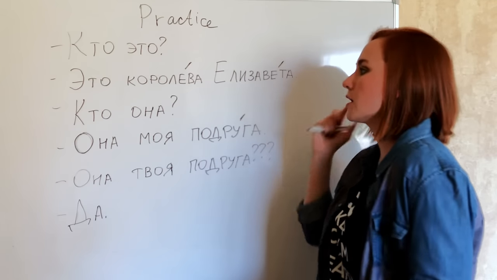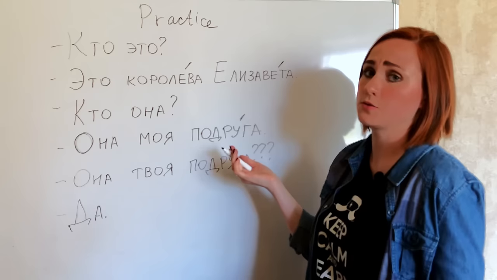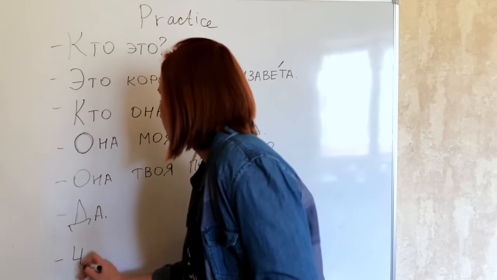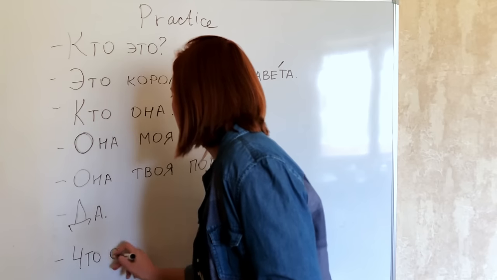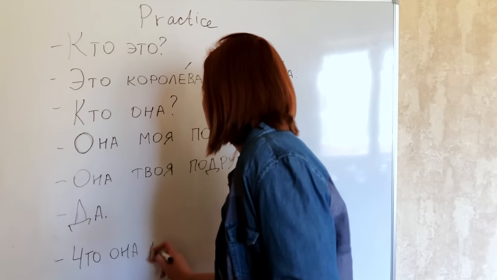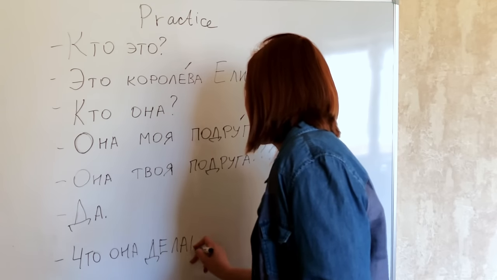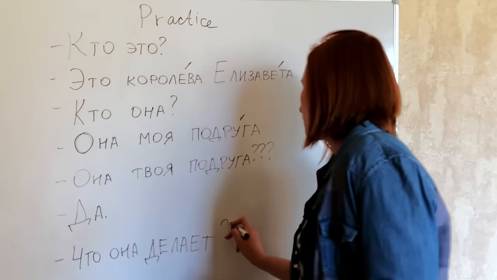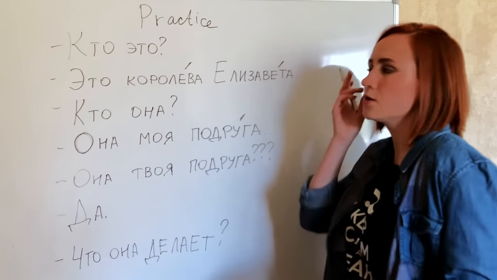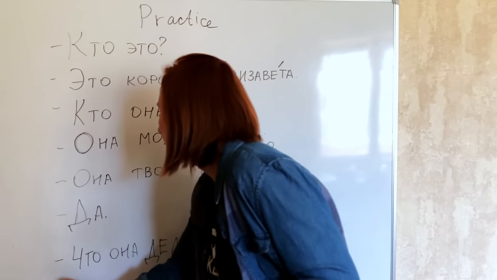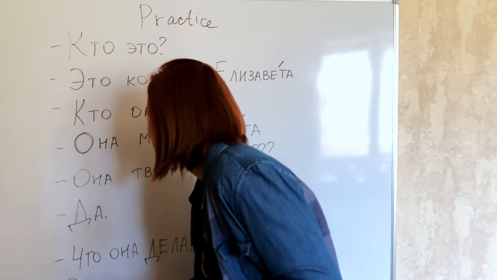Then, again, what does she do? Что она делает? What is she doing? Делает. And maybe she's somewhere, I don't know, in the park, going for a walk. So you can say, она гуляет.